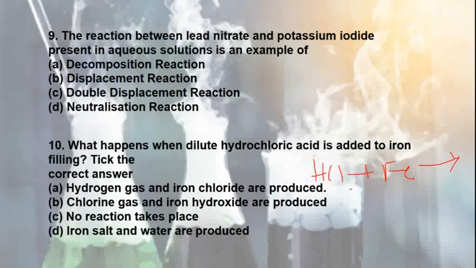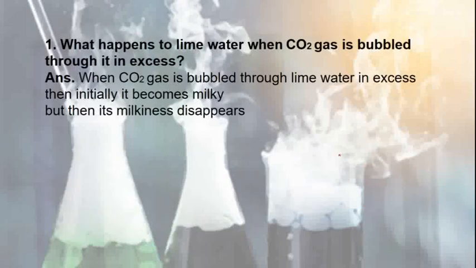What is the answer? So you can observe that FeCl2 plus H2 gas is evolved, that is iron chloride and hydrogen gas are produced. So the answer is A. So let's move to answer the following questions of 1 mark.